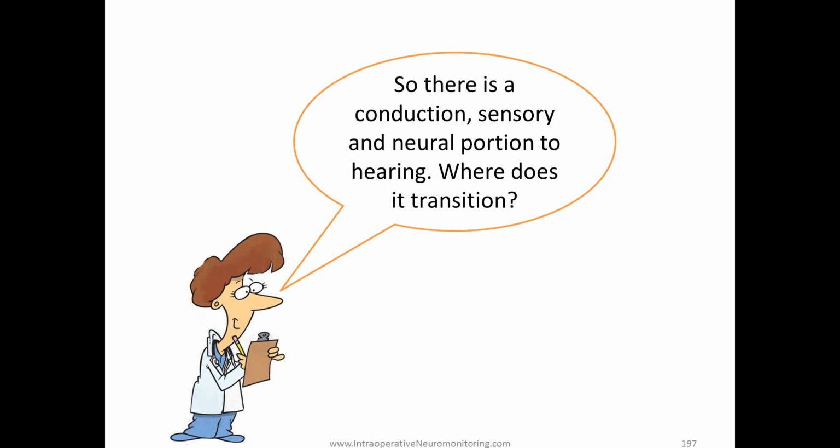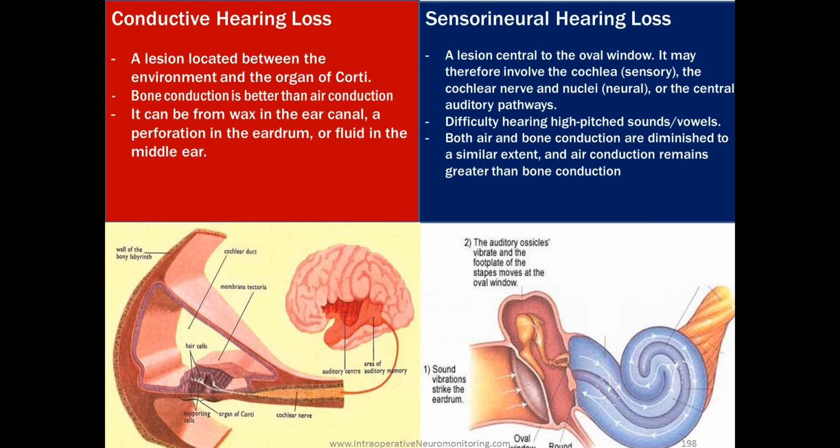So there's conduction, sensory, and neural portion to hearing. Where does it transition? This slide is another question where you can get a question off this slide. So conductive hearing loss is a lesion located between the environment, or where the sound's produced, and the organ of Corti. Bone conduction is better than air conduction, and it can be from wax in the ear canal, or a perforated eardrum, or fluid in the middle ear. This is our conductive hearing loss.